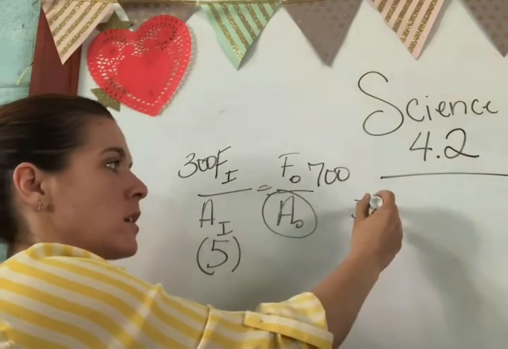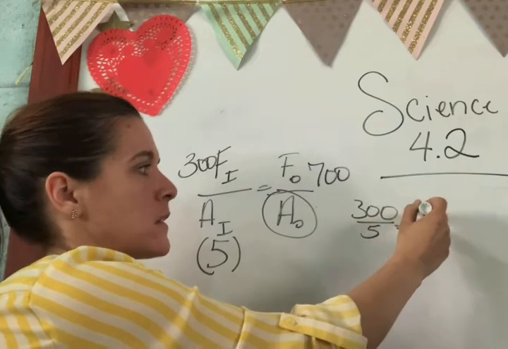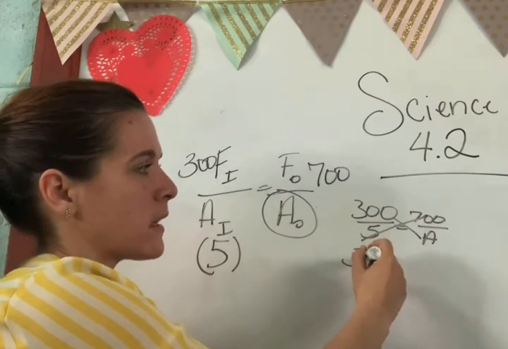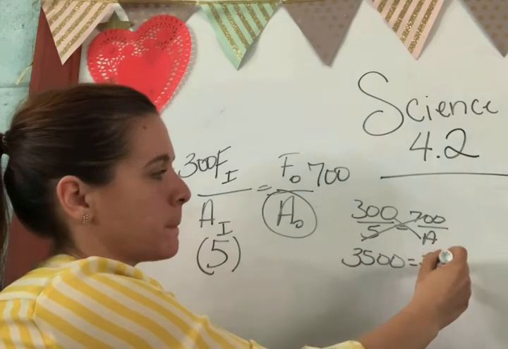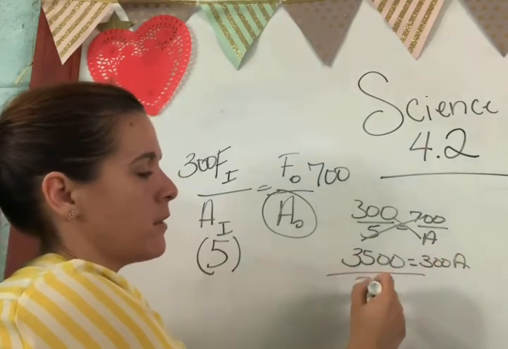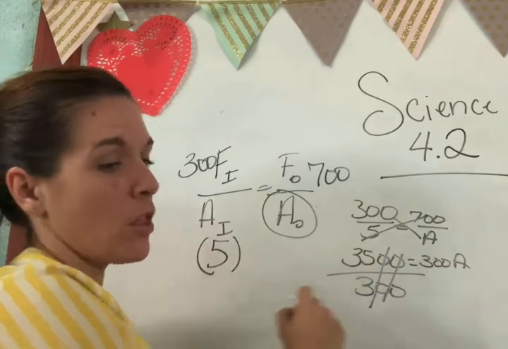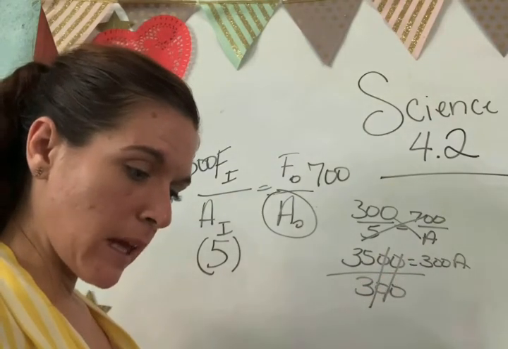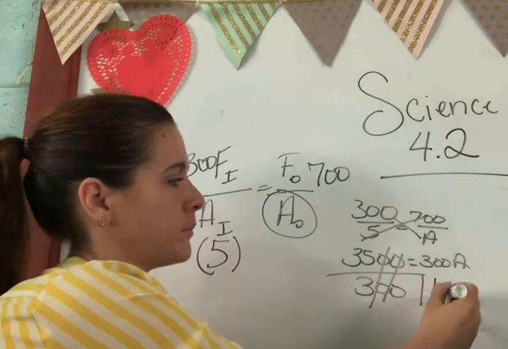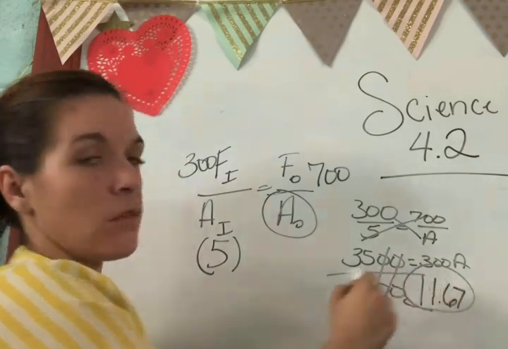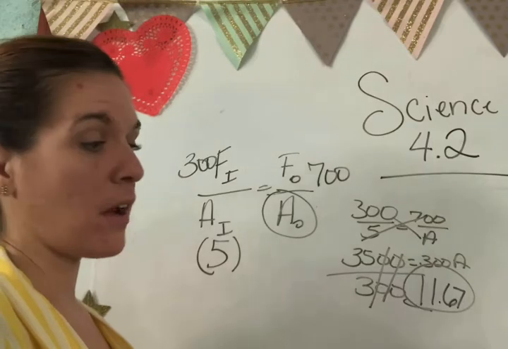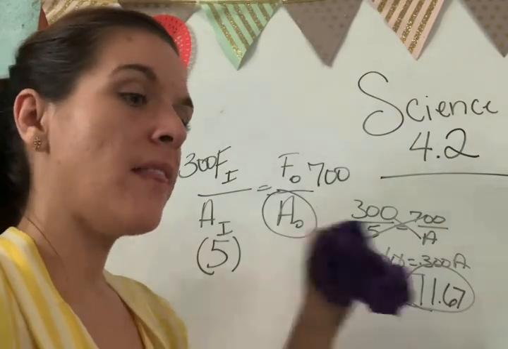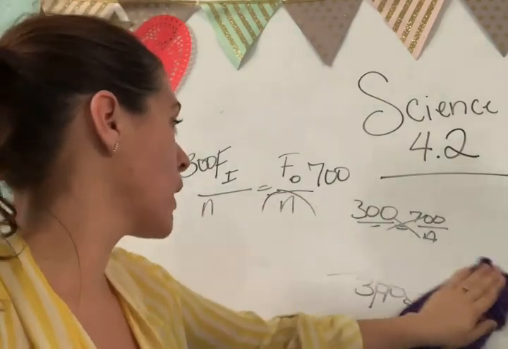Okay, so we're looking for this right here. So we're going to go 300 over 5 equals 700 over A. I'm going to crisscross and multiply that, and divide over here. 35 divided by 3. Your answer is going to be 11.67. That's how small the area can be of the output. Okay? And that is it for 4.1.